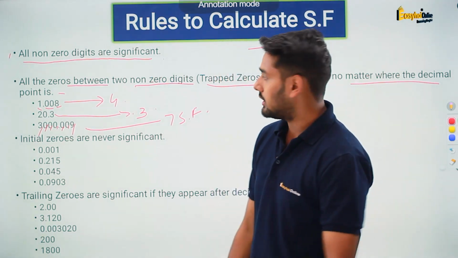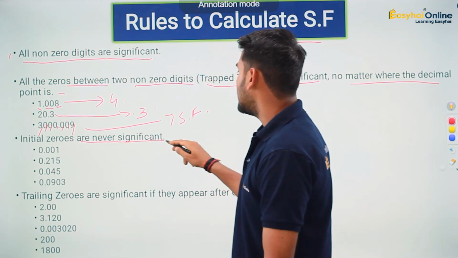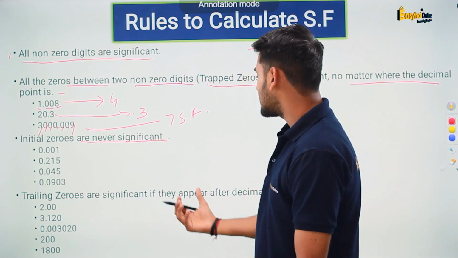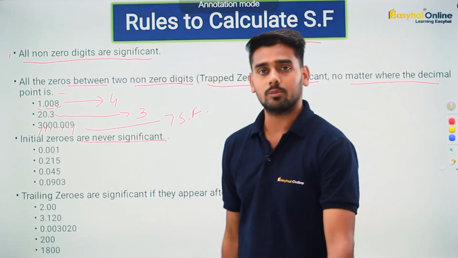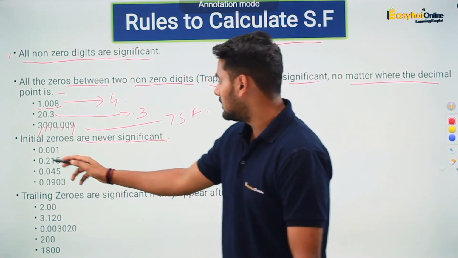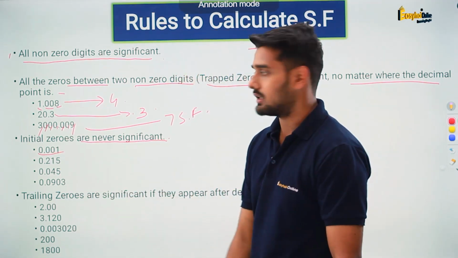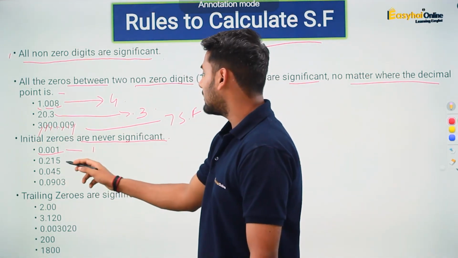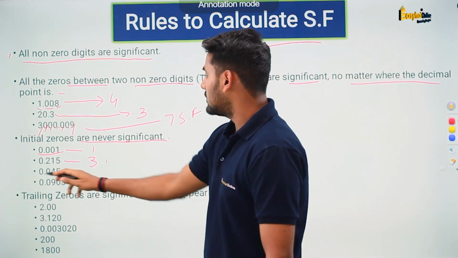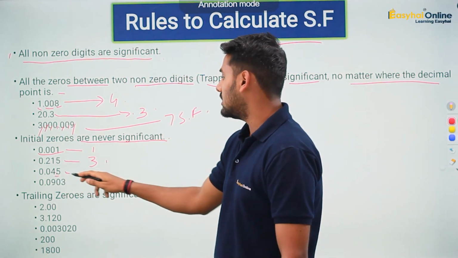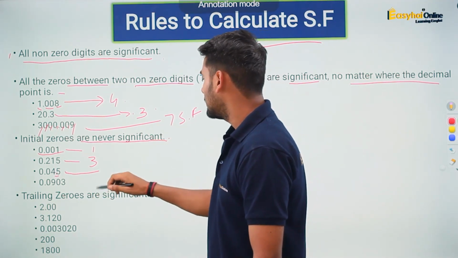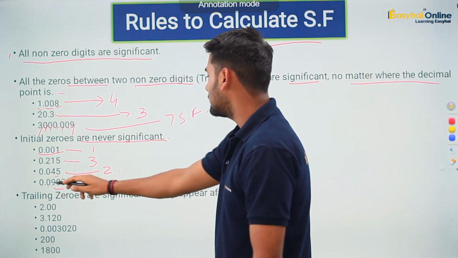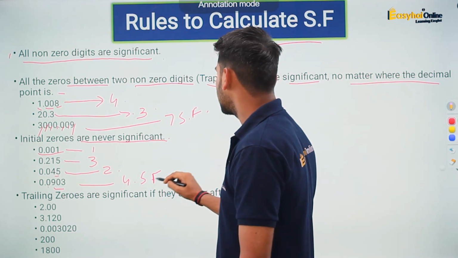Okay. The next rule is initial zeros are never significant. And in this case, even if there is a decimal point, the zeros after the decimal point will not be taken as significant. Here, look at this. How many significant figures are there? 0.001, one significant figure. 0.215, 3. 0.045, here this will again be 2, right? 2. And then 0.0903, these will be 4 significant figures.